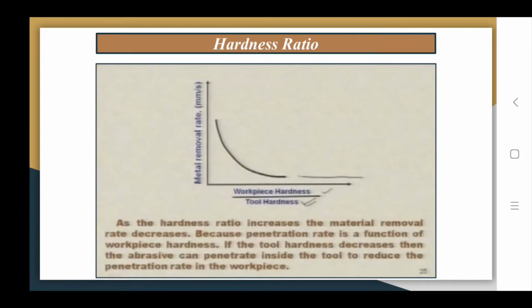As the hardness increases, MRR decreases, because the penetration rate is a function of workpiece hardness. And if the tool hardness decreases, then the abrasive can penetrate inside the tool, reducing the penetration in the workpiece. As you can see here, if the tool hardness decreases, then this hardness ratio becomes higher, but the abrasive particle will penetrate inside the tool, and this will decrease the penetration rate, that is MRR.